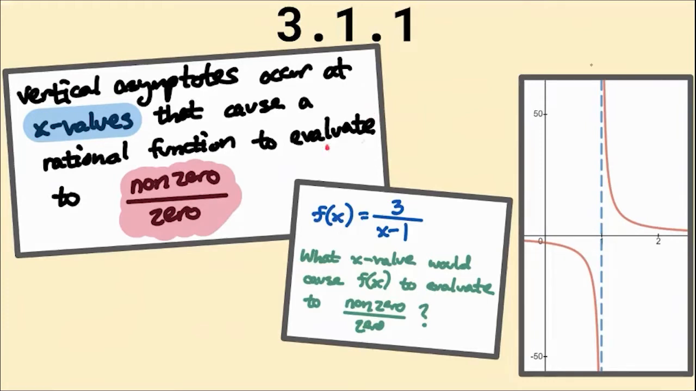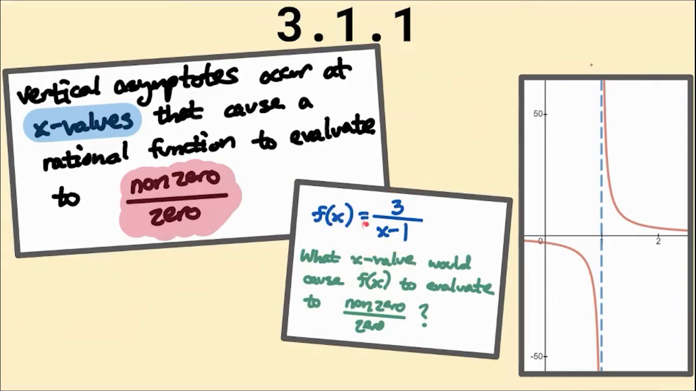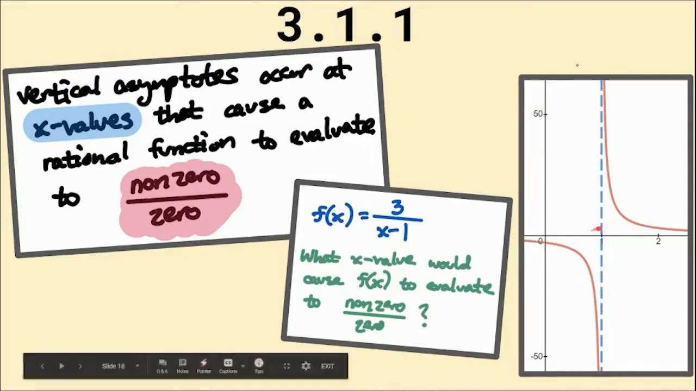Look at this f of x equation. It's 3 over x minus 1. And it says, what x value would cause f of x to be non-zero over 0? So what value would I have to plug in for x here to get a division by 0? Anybody? What would cause this bottom part to be equal to 0? If x was what? Not negative 1, just 1. 1 minus 1 is 0. So the formula for the vertical asymptote is x equals 1. I actually drew the graph right here, and it says 1 right here. So that asymptote is happening at x equals 1.